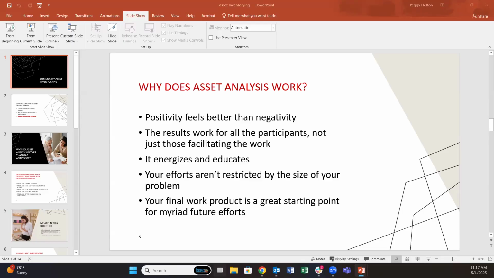Your efforts aren't restricted by the size of your problem. Your motive might be more money, and I'm sure that a lot of folks initially start these asset analysis projects and planning because of money issues. But your outcomes are unlimited. There are so many things you might get from this that have nothing to do with money. Your final work product is a great starting point for a lot of future efforts.